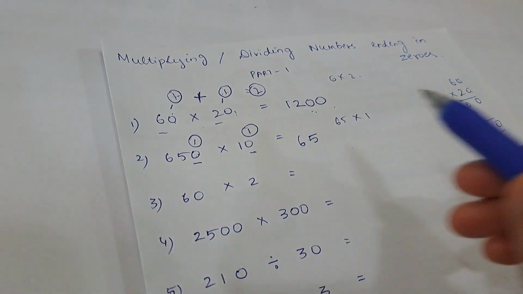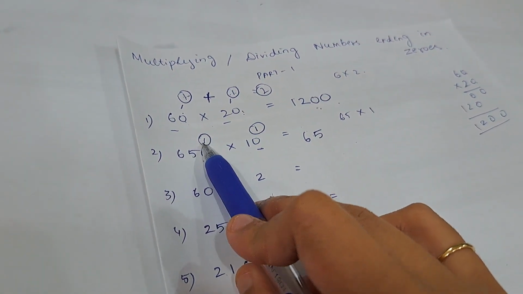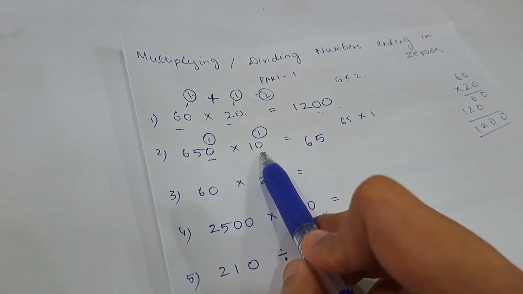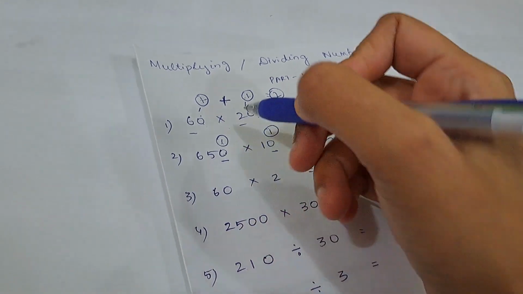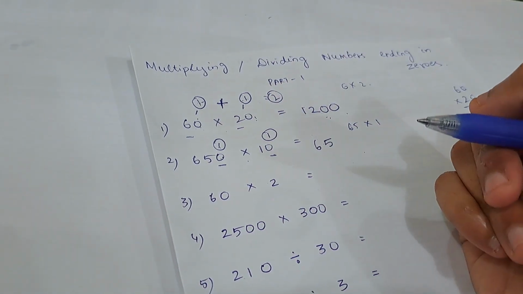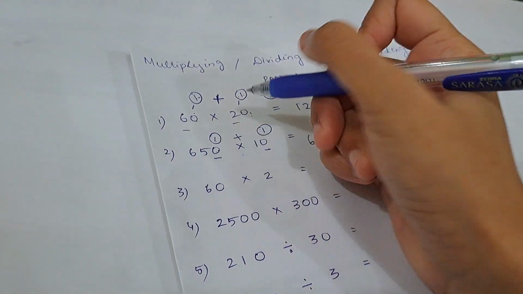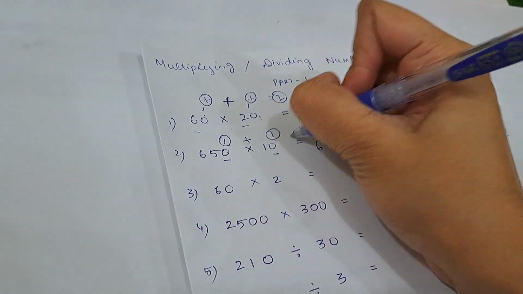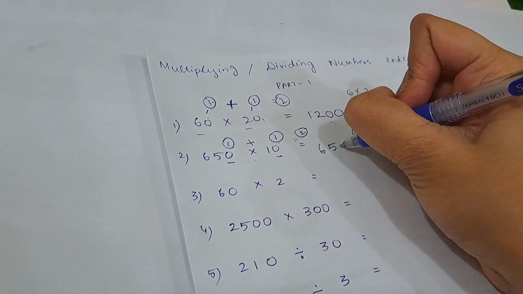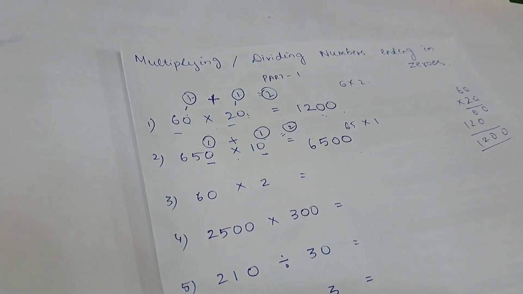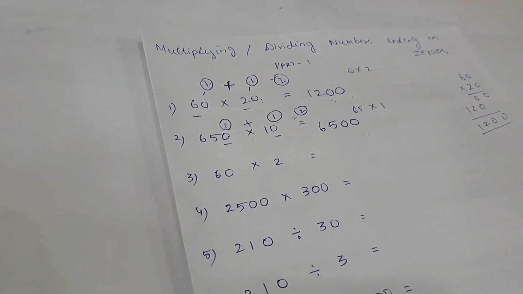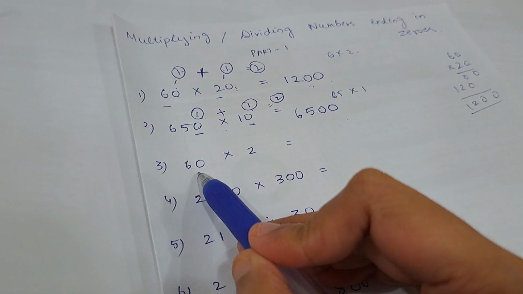Now it is time to deal with your zeros. 1 zero from this number and 1 zero from this number. So in multiplication, add the number of zeros. 1 plus 1 makes 2 zeros. So write 2 zeros behind your multiplication answer. Moving on to the next question.